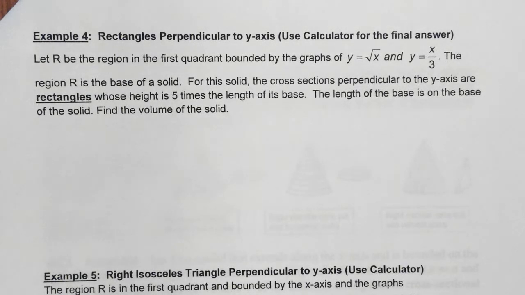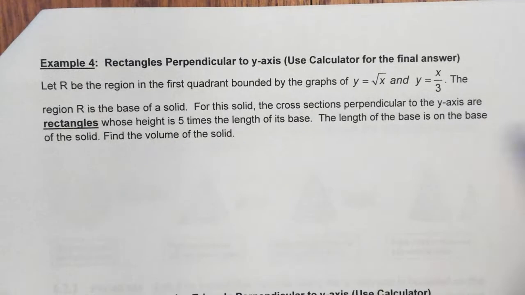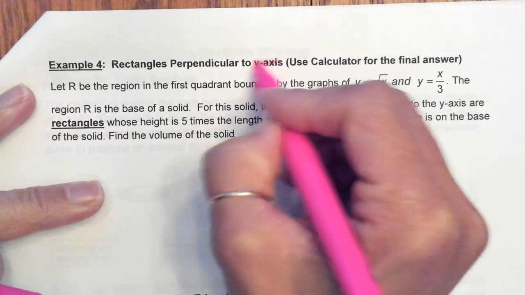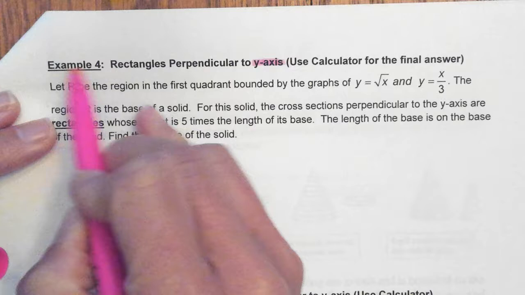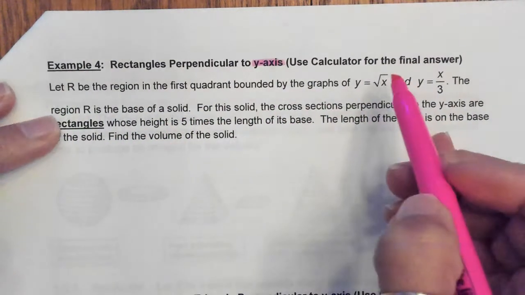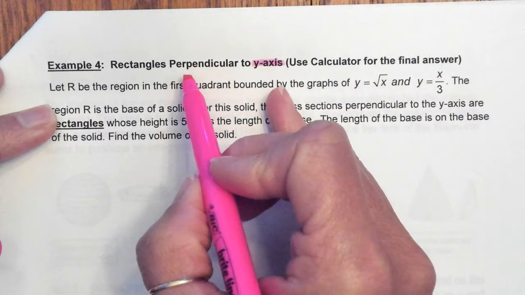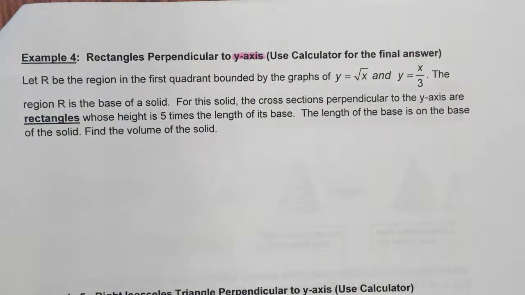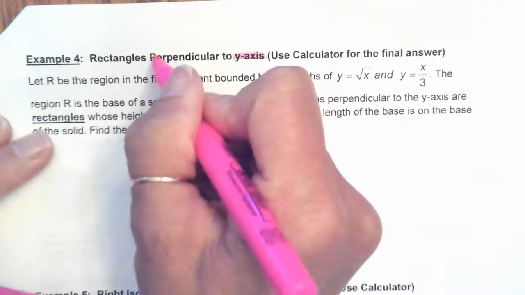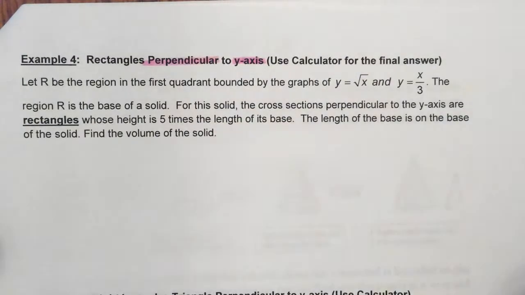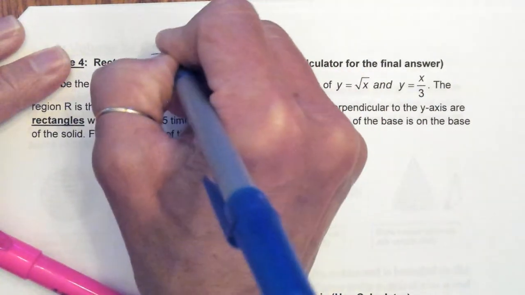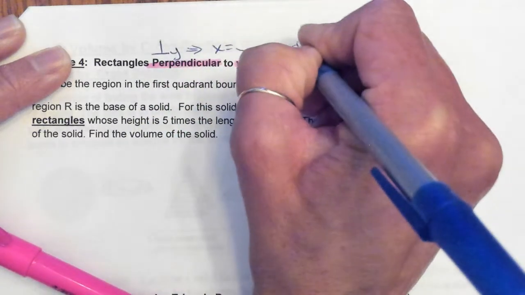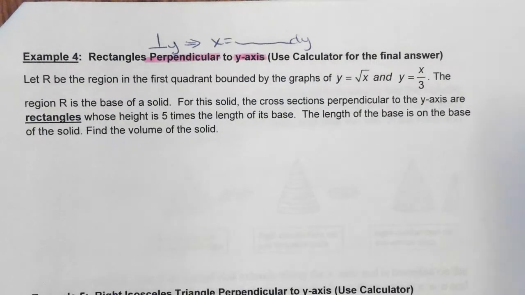Okay, page 11, 3 more problems. Rectangles perpendicular to the y-axis. So here, perpendicular to the y-axis. Now keep in mind, these are just examples in the notes, but the issue here is that you'd be given the problem more like this and not with this right here. So when we're dealing with perpendicular to the y-axis, this is just so we remember: perpendicular to y is going to be x is equal to, and this would be dy. So this is important to remember.